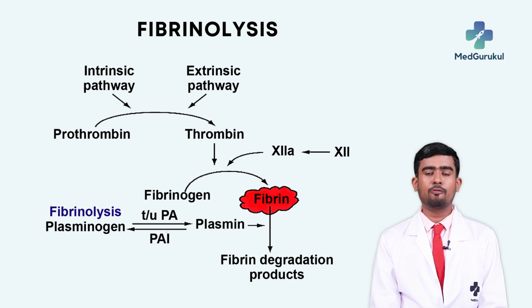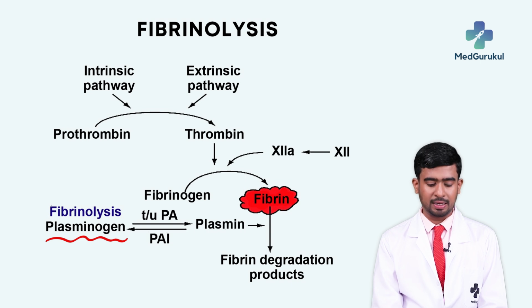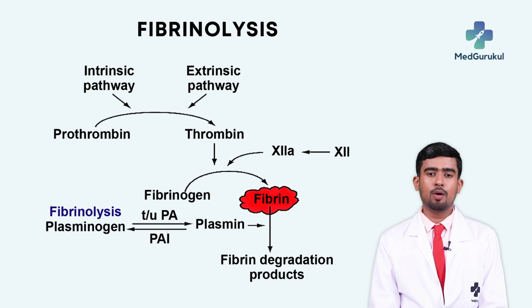Now, the process of fibrinolysis is to break down this fibrin. So, in the fibrinolytic pathway, there will be a plasminogen molecule, which is an inactive protein. It will be converted to plasmin with the help of various substances. If you remember, in the discussion of anticoagulants in vivo, we saw that the thrombomodulin-thrombin complex activates protein C. Along with protein C and protein S, there will be activation of plasminogen.